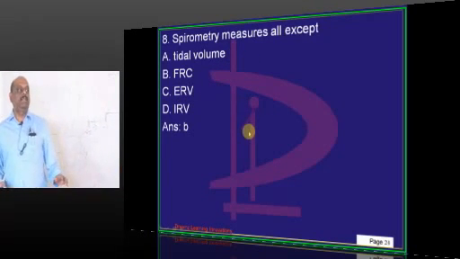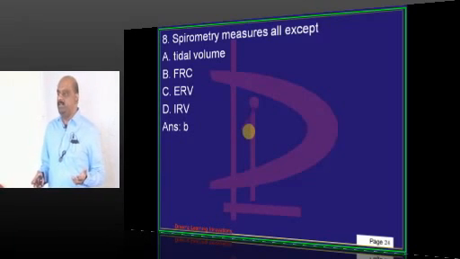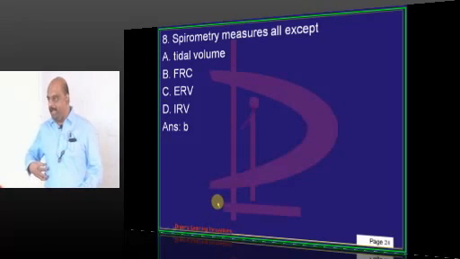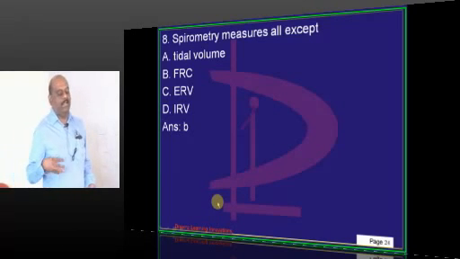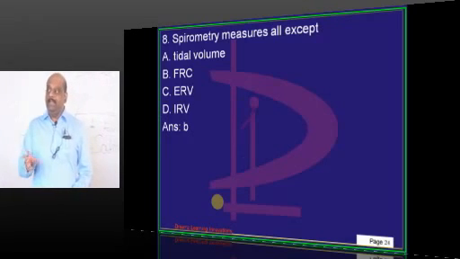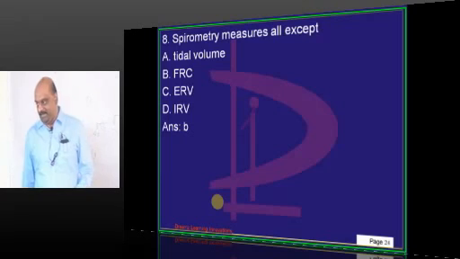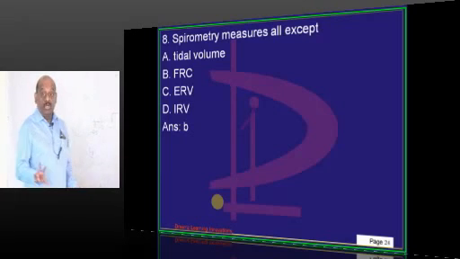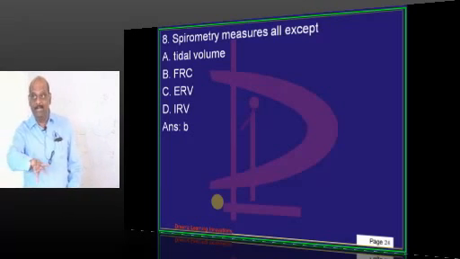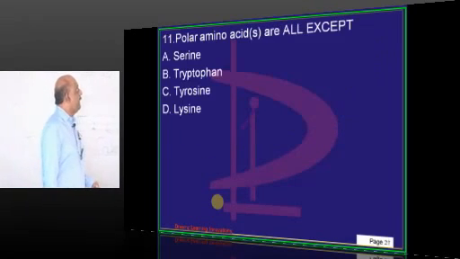Spirometry cannot measure any value which has a residual volume. What is residual volume? After you breathe out the air, the amount of air left over in the lungs is called residual volume. So, anything linked with residual volume, like functional residual capacity, cannot be calculated. Total lung capacity also requires residual volume. It cannot be calculated by the spirometry.